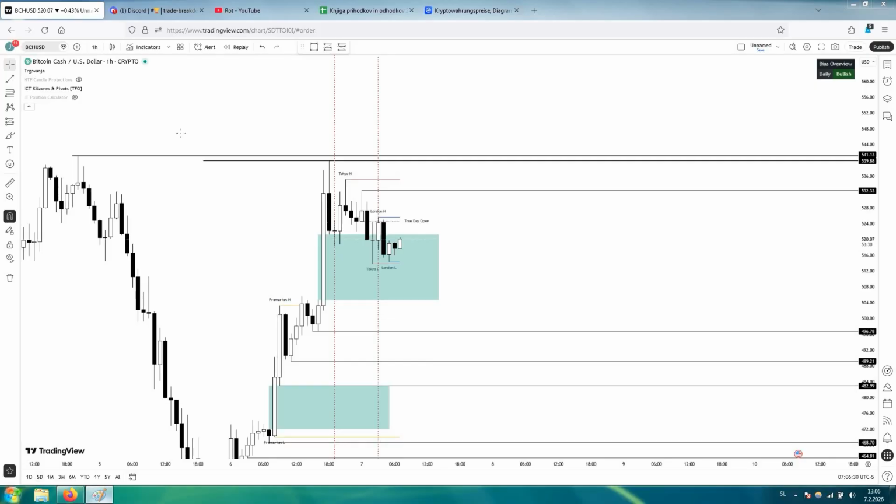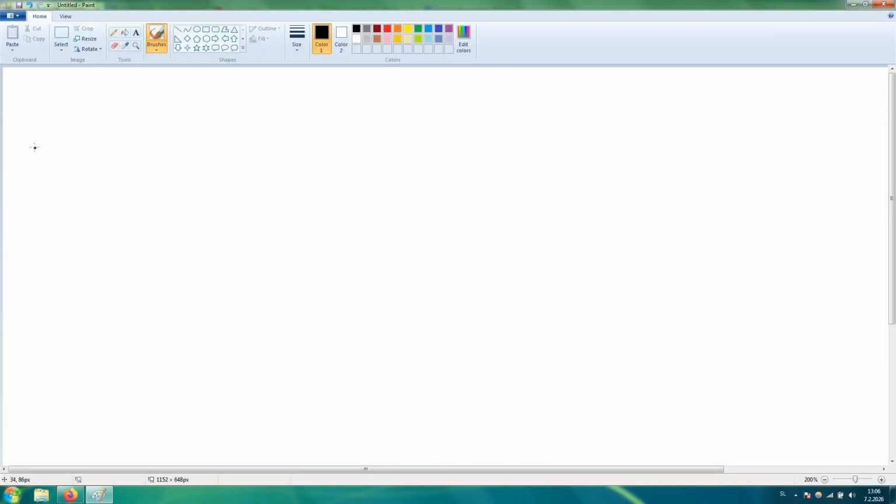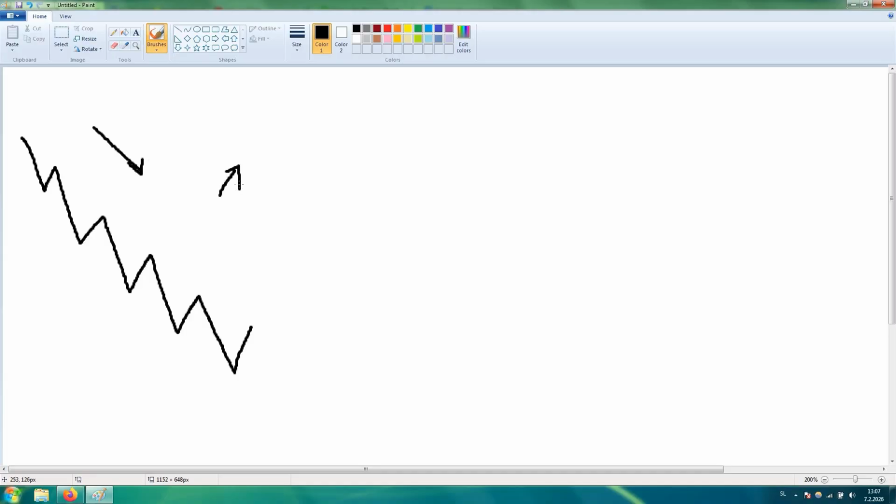So let's go first into our painter, and I want to quickly explain how a liquidity sweep looks, what it is, and why it is important for trading. For example, when we have a bearish trend, it would look like this. The price would go down, down, down, and then what would have to happen for us to change this trend from bearish into bullish?